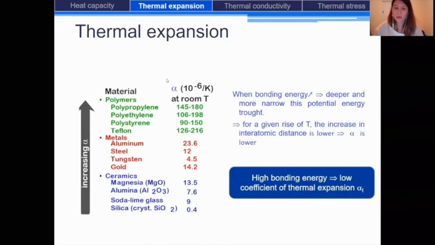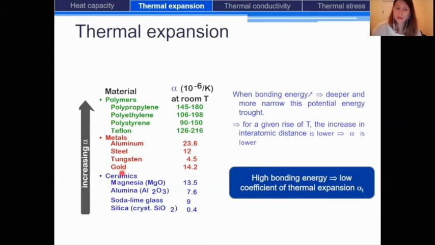So here we have reported some values for the linear coefficient of thermal expansion for different materials. For ceramics, it depends on the packing of the atoms. For example, in the case of silica, the packing is lower, and so the increase of this atomic distance does not entail a macroscopic change in the dimensions. And for alumina and magnesia, it is a little bit lower.